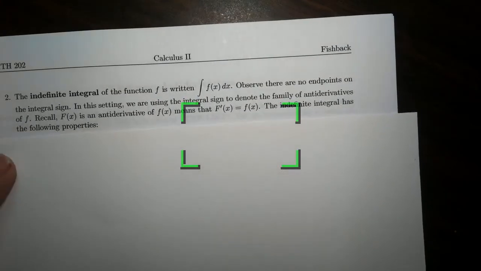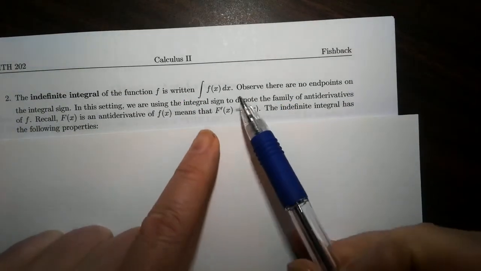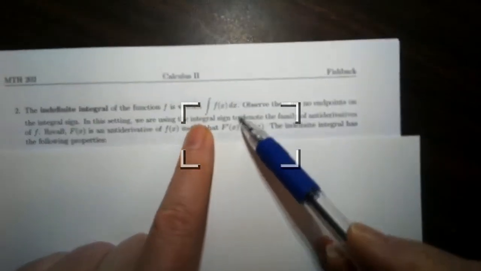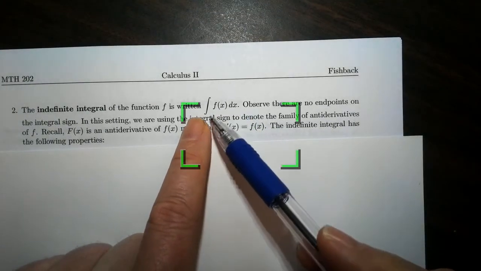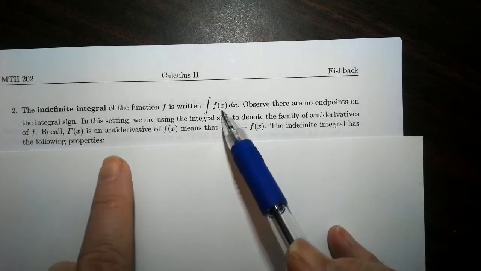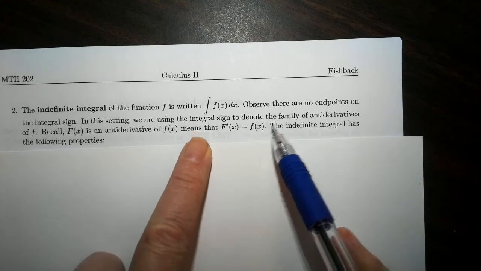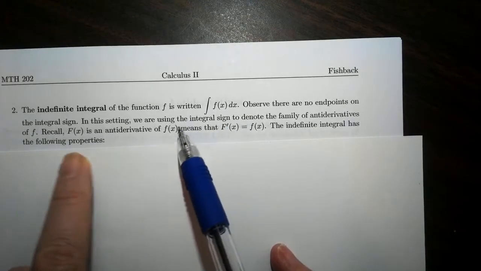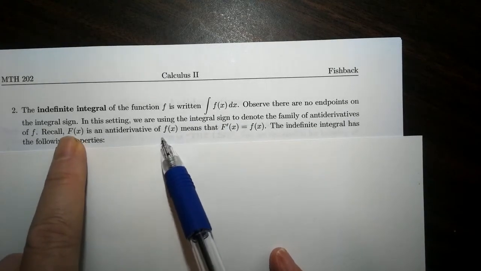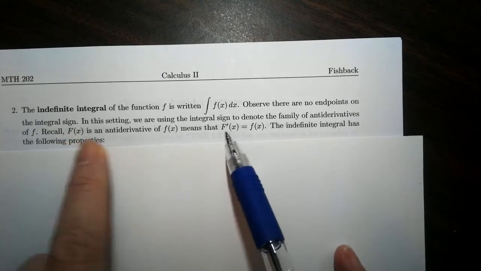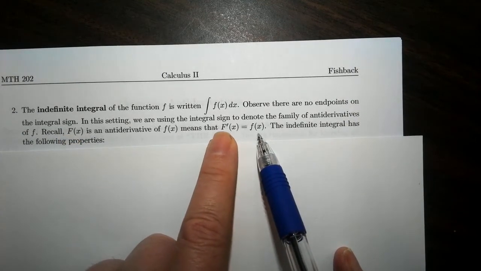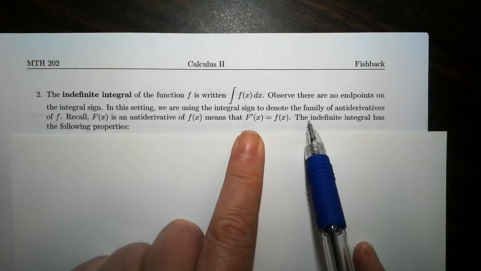So that's the definite integral. The indefinite integral we write using this notation. It's the same as the definite integral, except there aren't any numbers here or endpoints. Here we're using the integral sign to simply denote the family of antiderivatives. An antiderivative of a function little f is a function capital F whose derivative is little f. It's kind of like the opposite of the derivative.